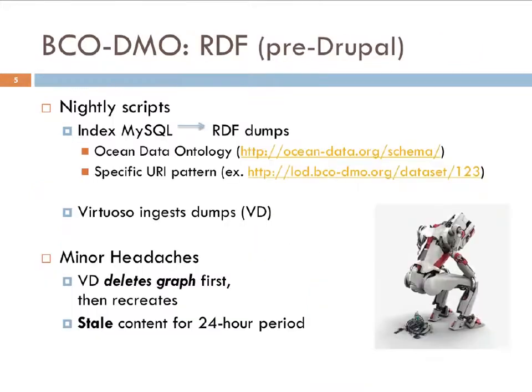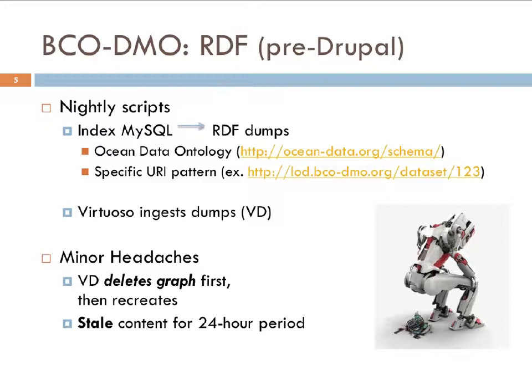Okay, so how this all happens right now, this is pre-Drupal. We have a nightly script that is indexing the MySQL database that ColdFusion sits on top of, and it's generating these RDF dump files. Those RDF dump files are one per concept. So if we're talking about instruments, parameters, data sets, deployments, people, those are our concepts. What we come out of these nightly scripts are about 10 to 12 huge RDF files, and those RDF files are modeled with this ocean data ontology. This is the ontology that the TWC group helped us build. And there's specific URI patterns for all of those RDF resources.